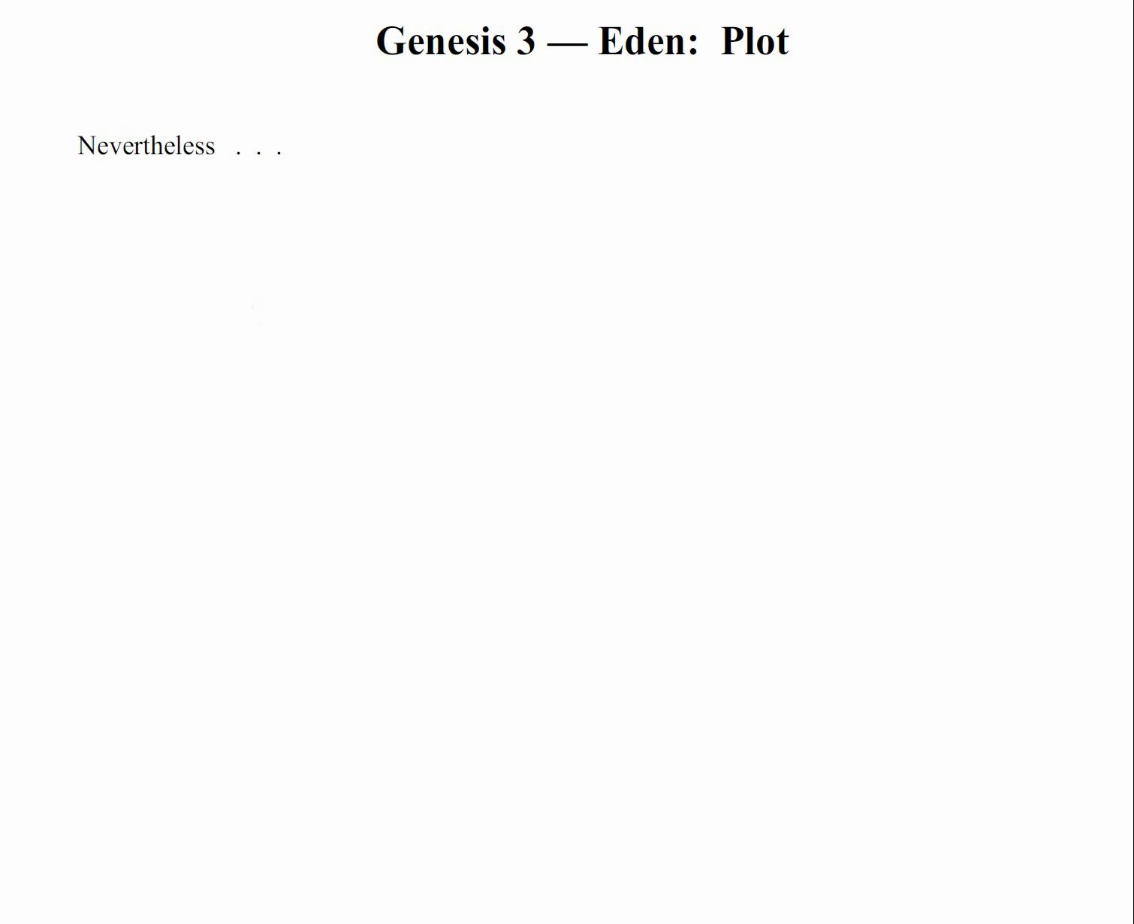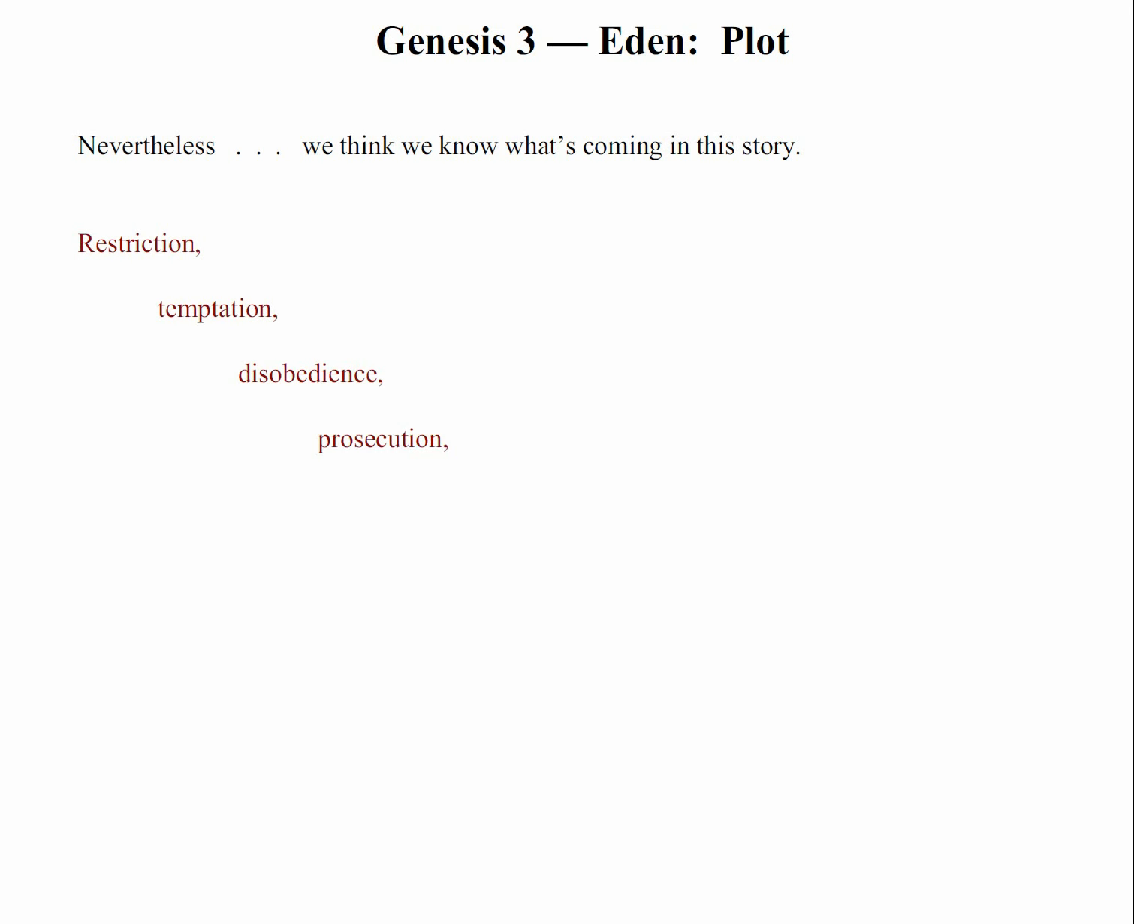Despite all this, we think we know what's coming in the story because we've been led by these headings, the fall, to look for these things. And this is what we see: restriction, don't eat that fruit. Temptation, disobedience, prosecution, punishment, expulsion, sent out of the garden, and then ultimately death. That's what we see in the story. We've been led by things like that heading, the fall, to see these things in the story.